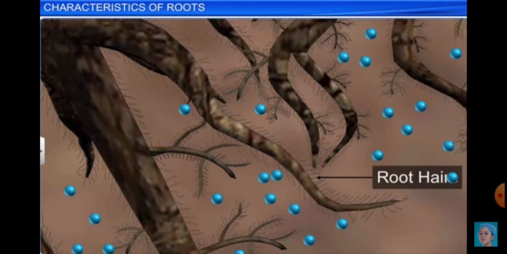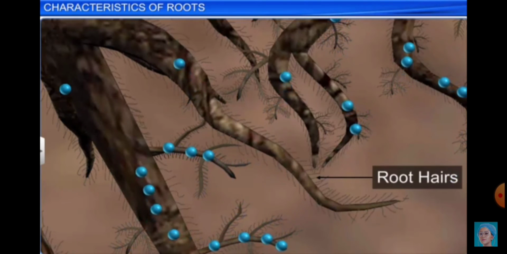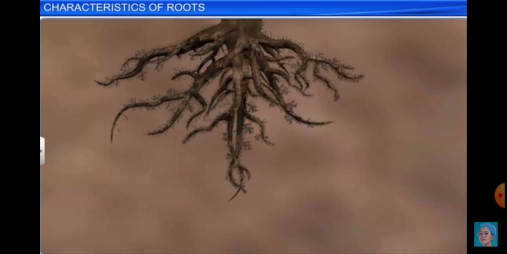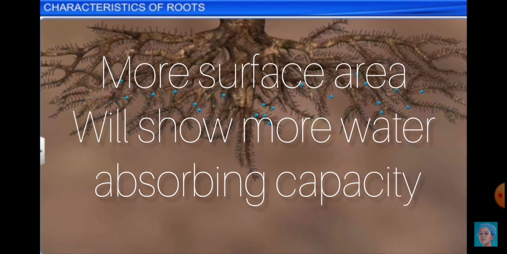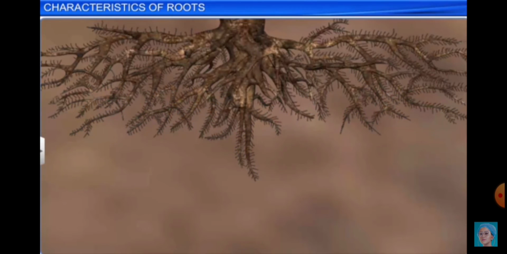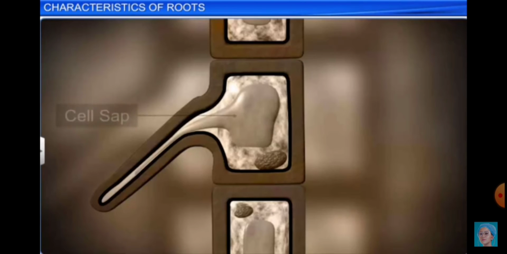These root hairs are fine hair-like structures which will increase the surface area, and this will help in the absorption of the water molecules because of its very thin cell wall. The extensions of the root determine the water absorbing capacity of the plant. Root hair cells are the extensions of the epidermal cells.